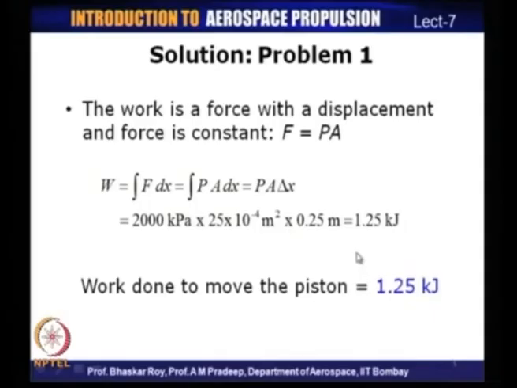This is a very simple problem where you are required to calculate the work done during a process if you have been specified the pressure, the area of the piston, and the distance by which the piston moves. It is a simple problem where you can calculate work done by equating work is equal to pressure times area times delta x, and in this case the work done to move the piston was calculated as 1.25 kilojoules.